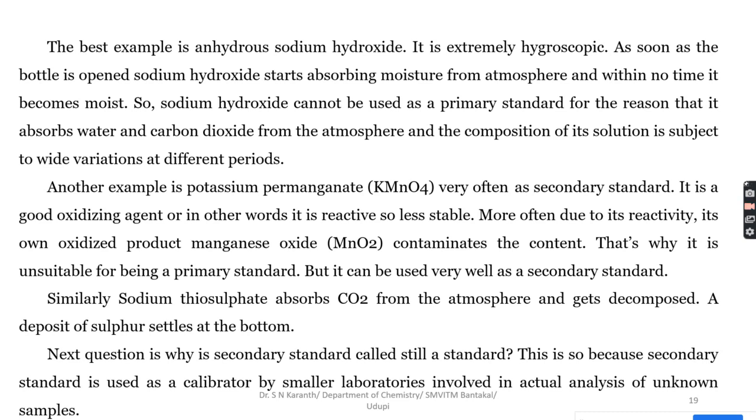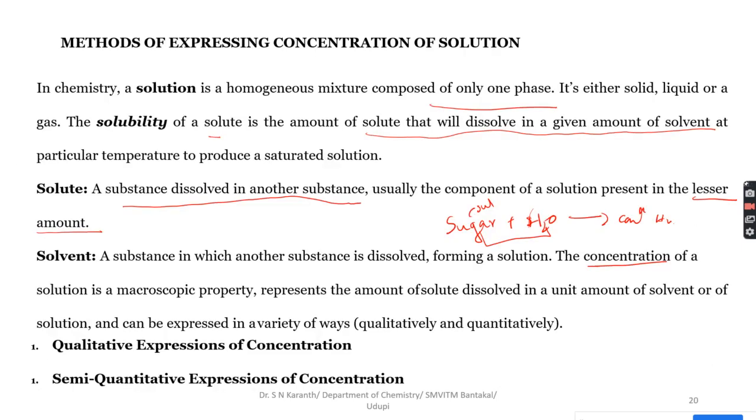It is a good oxidizing agent, and in other words, it is very reactive and less stable. It is more reactive, that's why it oxidizes, forming manganese oxide. Instead of retaining it as permanganate, it is converted into manganese oxide. That's why it is unsuitable as a primary standard. But potassium dichromate is used as a primary standard. Similarly, sodium thiosulfate also absorbs carbon dioxide and gets decomposed. So these are a few examples of secondary standard solutions.